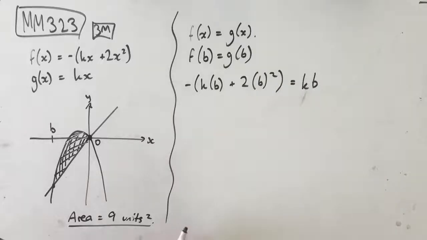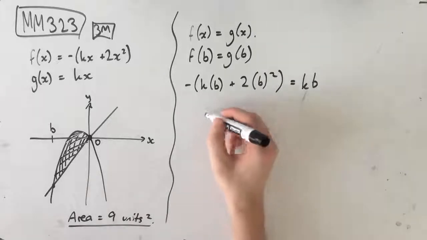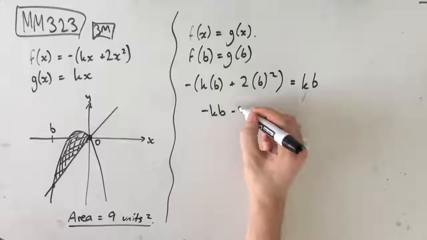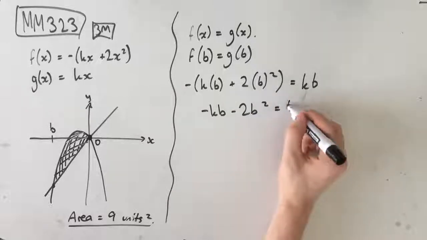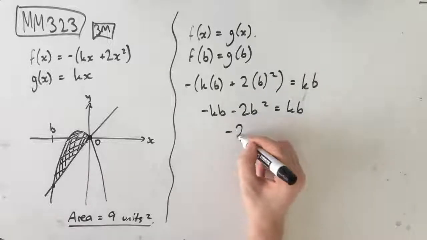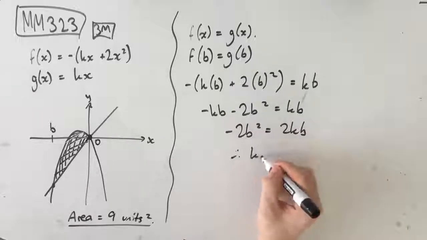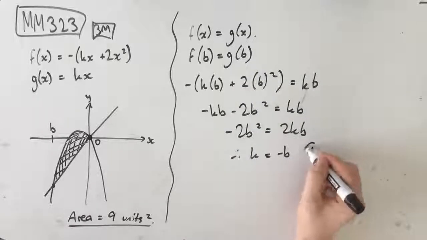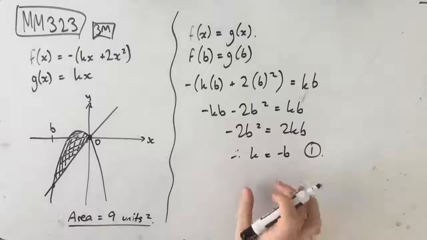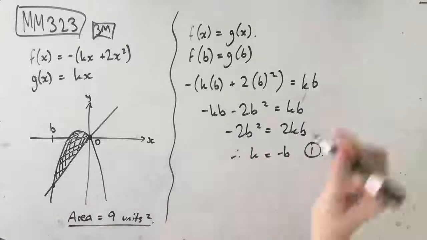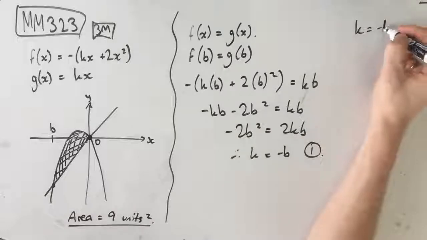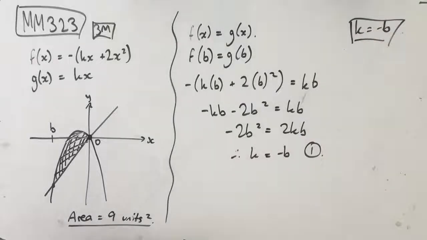Awesome. Now, from here we can just simply rearrange this. What we get is negative kb take 2b squared equals kb. Negative 2b squared equals 2kb. Therefore, k is equal to negative b. So that's our first mark. Now, k is equal to negative b. We will come back to that. I might just write it up here so we can keep it in mind, and we'll come back to that as we go to our next part.